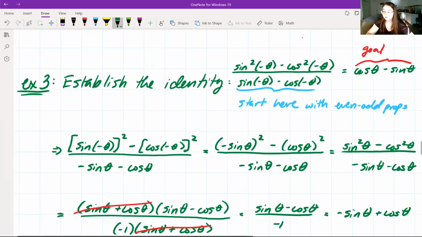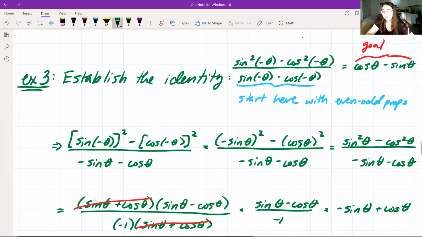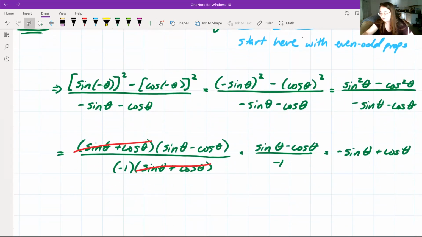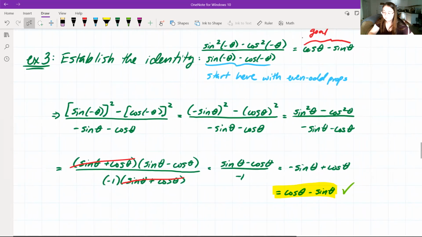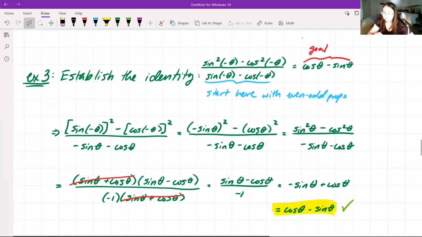Our goal was to have cosine of theta minus sine of theta, which is just rewriting negative sine of theta plus cosine of theta. This is the same thing as cosine of theta minus sine of theta. And that was our goal. So we established our identity. Now if it ever comes in handy, we've established this identity that we can use in the future.